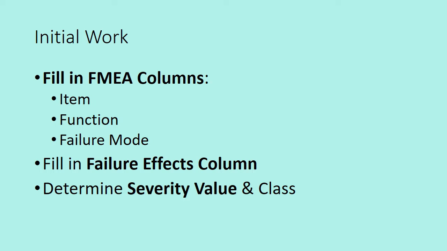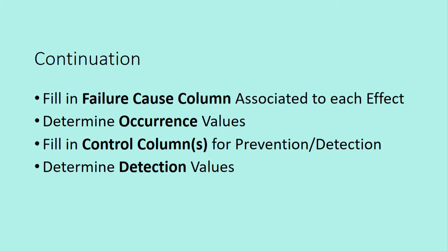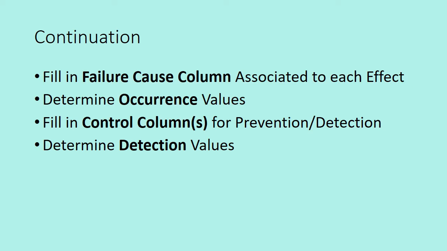Continuation of the FMEA table. Fill in the failure cause column associated to each failure effect. Once this column has been filled out, each cause can be given an occurrence value. Fill in the control columns for prevention and detection, and give each cause a detection value.